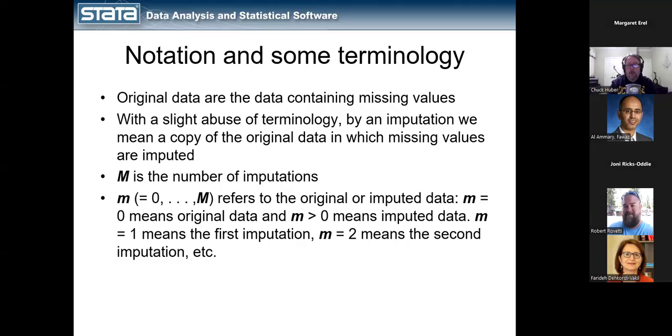So if capital M equals 5, that means we've made 5 copies of the data set, and we have the original as well. We're going to use little m as an index for which imputed data set we're working with. So little m equals 2 means we're working with the second imputed data set. By convention, most books and papers refer to m equals 0 as the original data set. We're not going to touch the original data set. That's going to stay in memory untouched. We're not going to impute anything for the original data set. Only m equals 1 through big M will have the imputations in them.